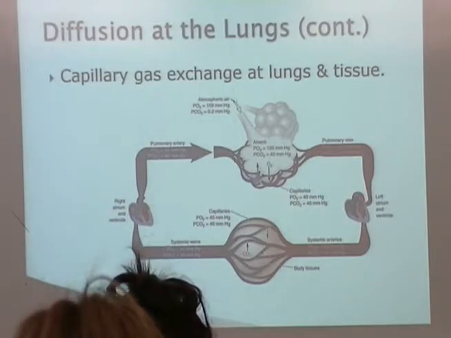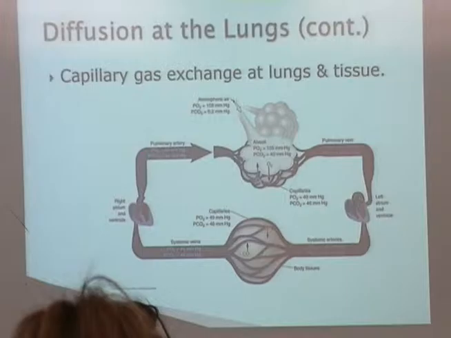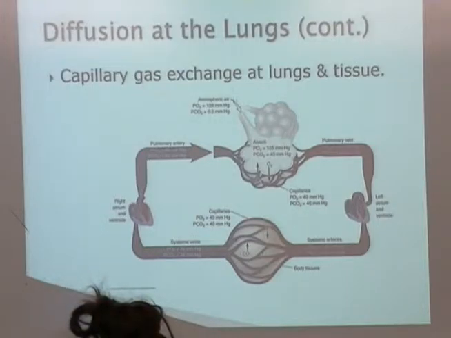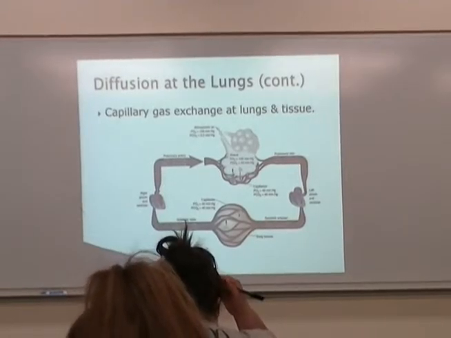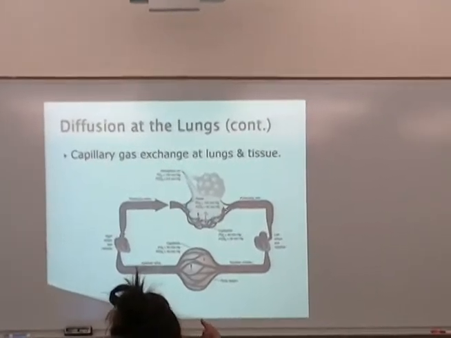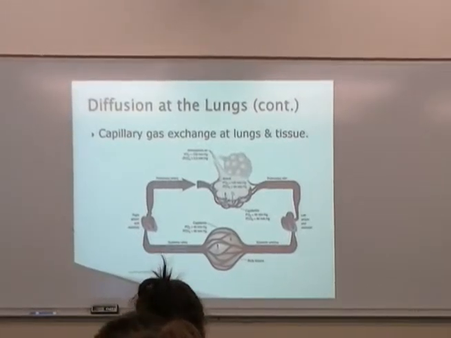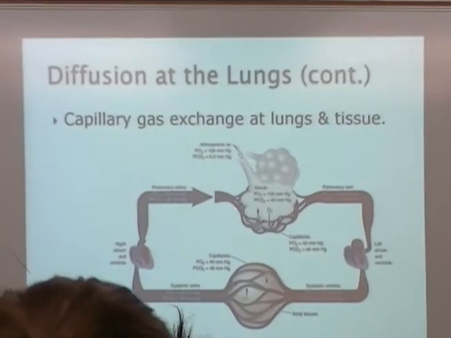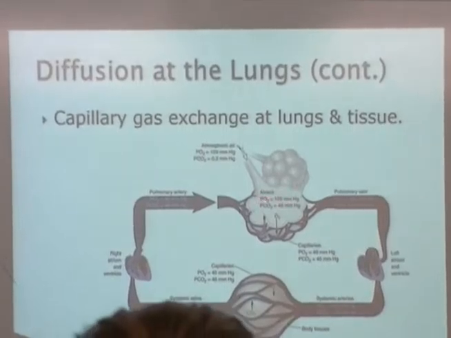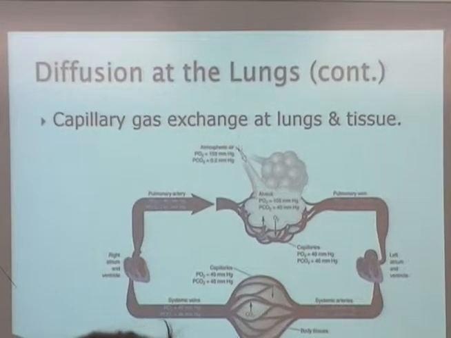Between the lungs and the blood. So this diagram just gives you a slightly more detailed idea of that. Here's the partial pressure in the lung. Does it have to be higher or lower here for the oxygen to move into the bloodstream?